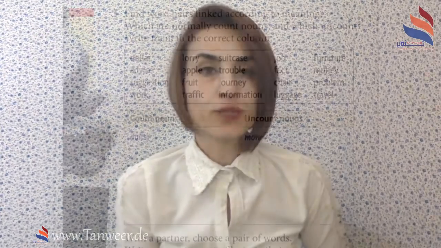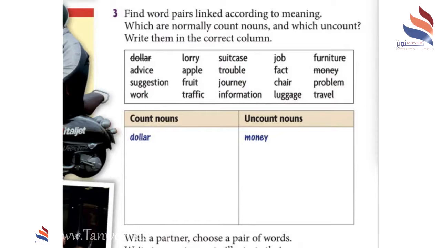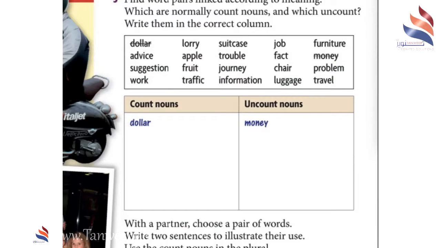The question is: find word pairs linked according to meaning, which are normally count nouns and which uncount. Write them in the correct column. Let's start with the count nouns. The count nouns are dollar, fact, lorry, suggestion, suitcase, journey, job, chair, apple, problem. All of these are count nouns. Now the left ones are uncountable, which are money, work, furniture, traffic, advice, information, trouble, luggage, fruit, and travel. Did I mention travel before? No. Okay, so this is how we classify these words.